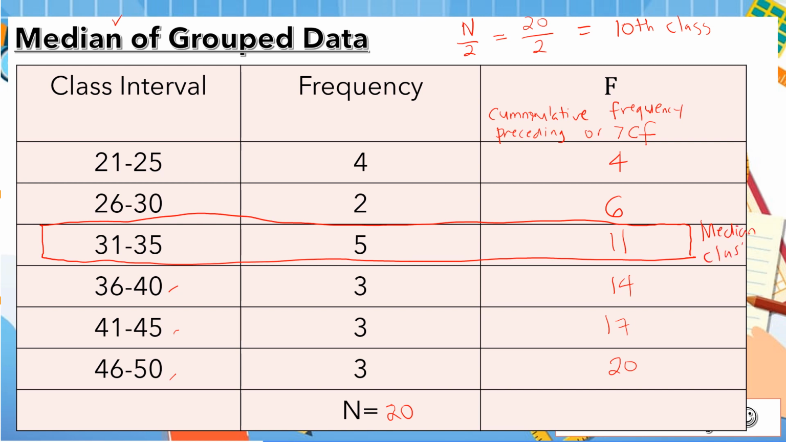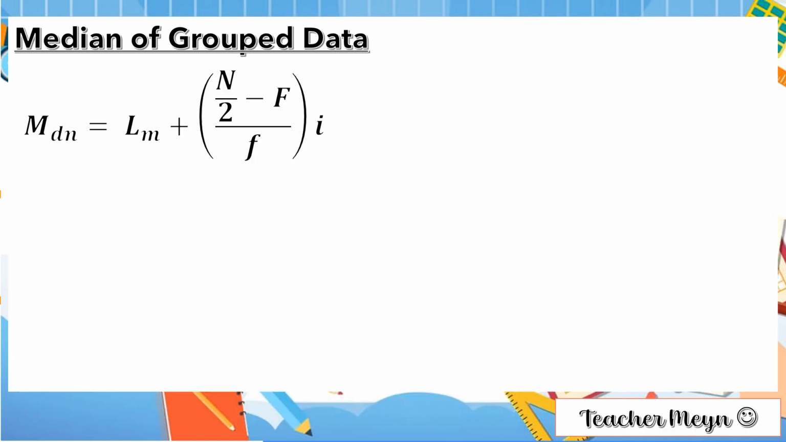Median class. Next, our F, or the cumulative frequency preceding the median class. Pag sinabi natin preceding, bago yung median class, yung cumulative frequency niya. That is 6, so let us remember that. Our F is 6, and then the frequency of our median class is 5. Okay, so now we need to proceed.